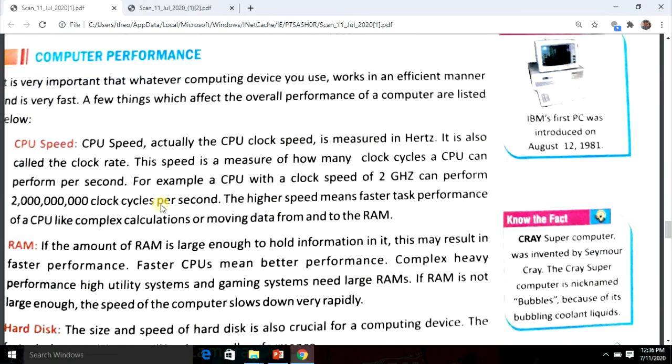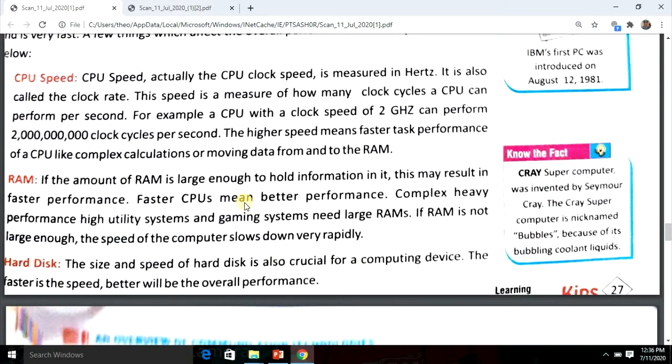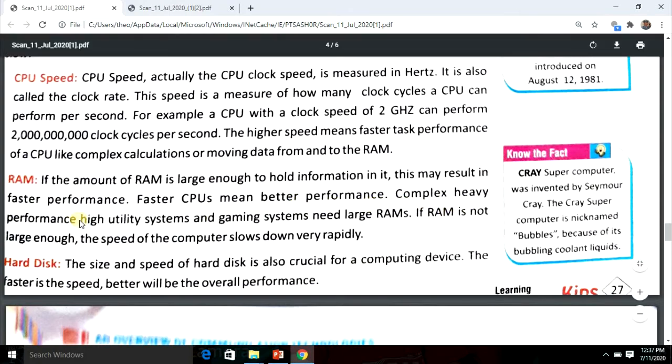And the computer performance also depends upon the RAM. The larger the amount of RAM, the faster the processing. A faster CPU means better performance. Heavy performance systems, high utility systems, and gaming systems need large RAM. If RAM is not large, the speed of the computer slows down very rapidly.